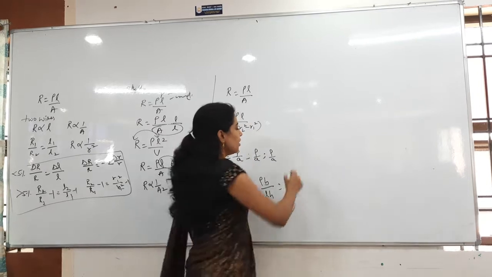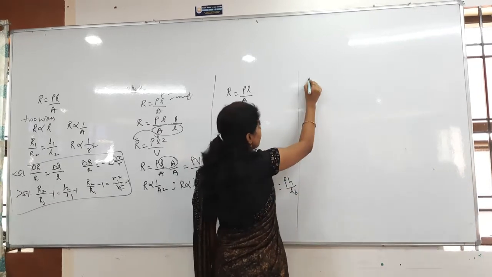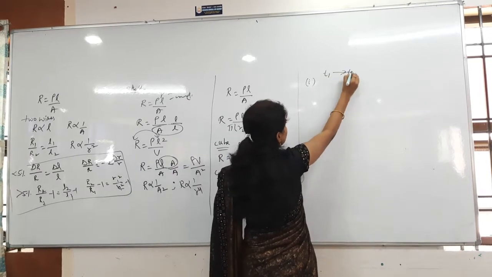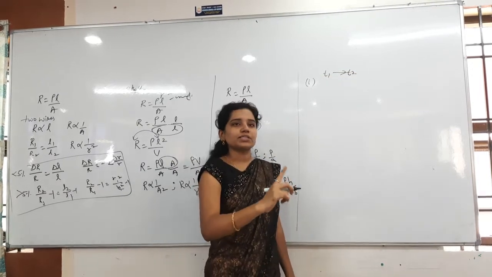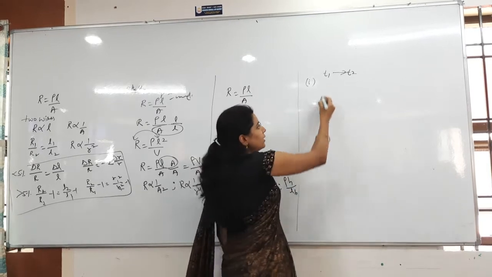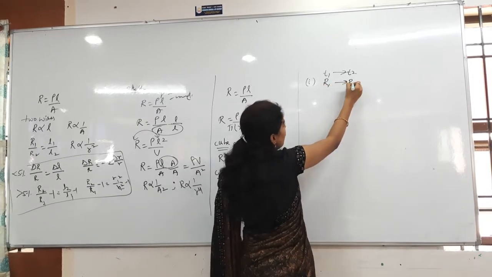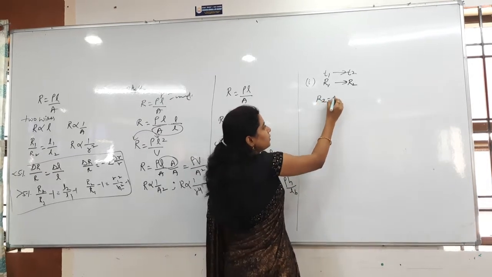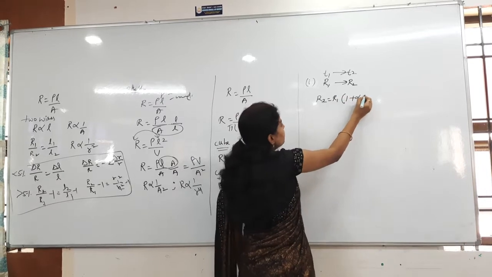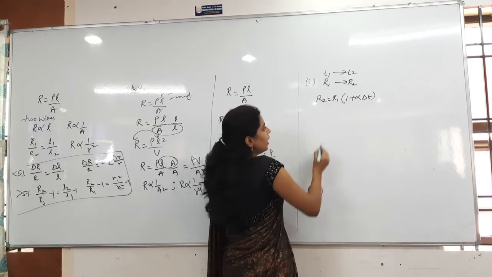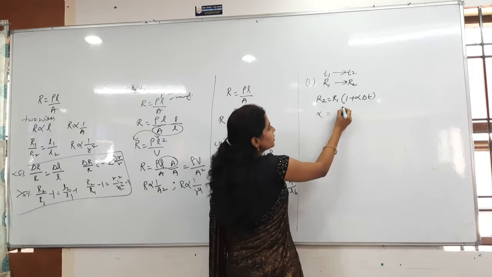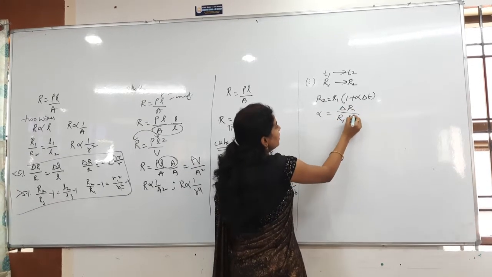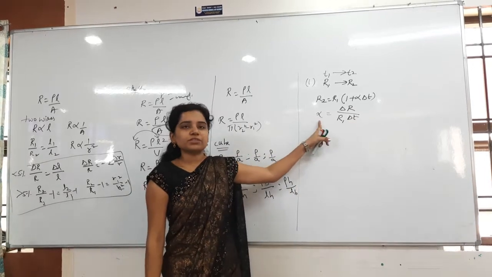Then for that, revise all the resistance formulas once. The first one is, whenever the temperature is rising from T1 to T2 for one wire only, the resistance changes from R1 to R2. So the final resistance R2 is equal to R1 into 1 plus alpha delta T. Otherwise, if I want to find alpha, alpha is equal to delta R by R1 into delta T. That is the first method I said.